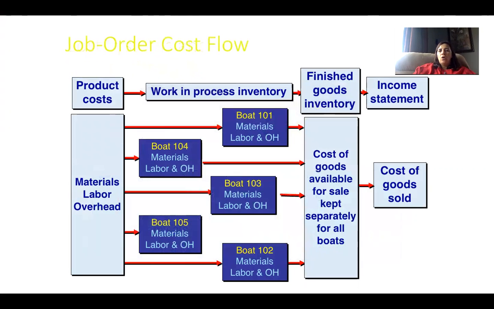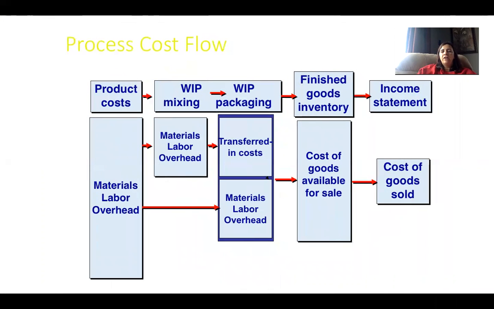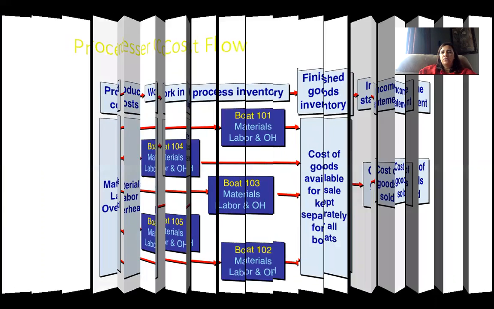So in terms of the flow of what happens with these costs, when we have a job order cost, and you can see they're making boats here, they track each individual boat on its own with a job cost sheet. So that tracks the materials, the labor, and overhead. When we have a process costing system, it goes from, for example, the mixing department to the packaging department to finished goods, but the labor and the overhead and all the costs are tracked through here.